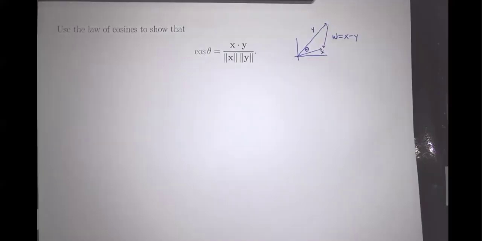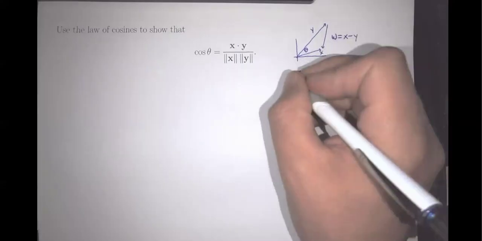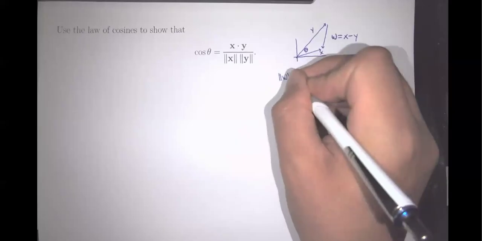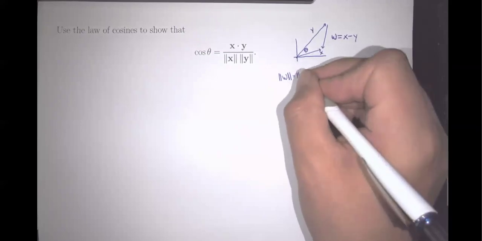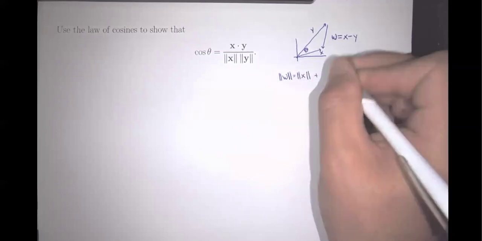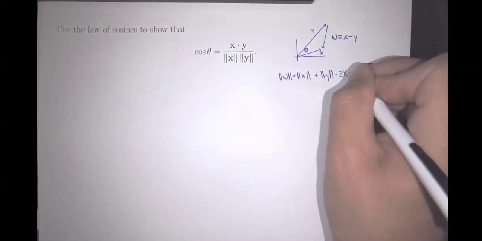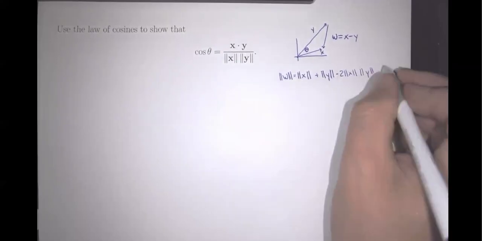Now, the law of cosines tells us that the length of this side here, the length of w squared, is equal to length of x squared plus length of y squared minus 2 length of x, length of y, cosine theta.